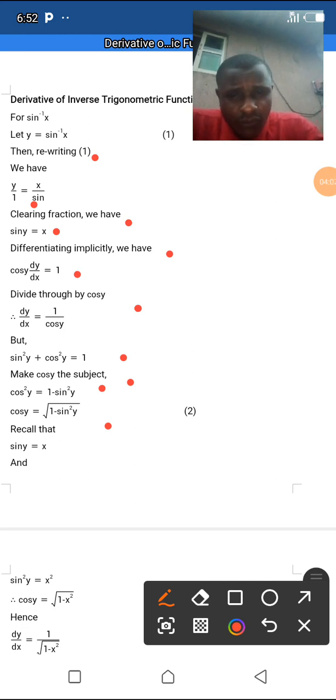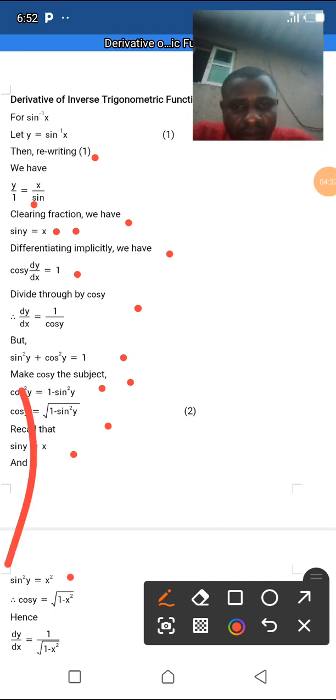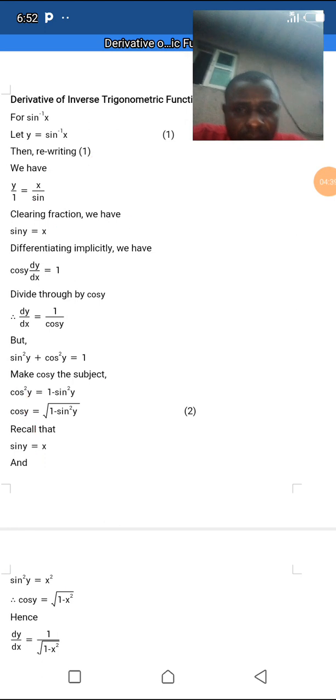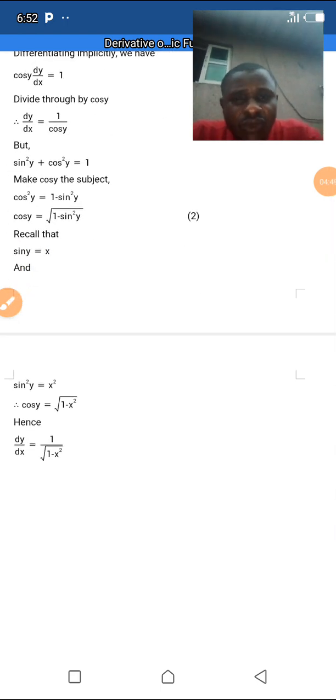Now, recall that from the beginning of this problem, we have already said that sine y equals x. So we record that sine y is equal to x. And if sine y is equal to x, if you square sine y, you're also going to square x, because whatever you do at the left hand side, you do at the right hand side. So you have sine square y equals x squared.